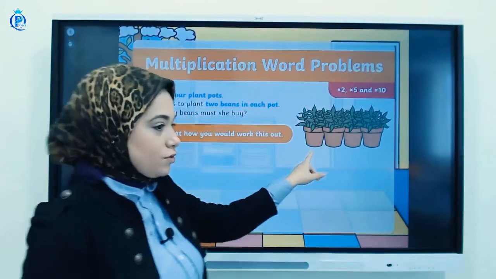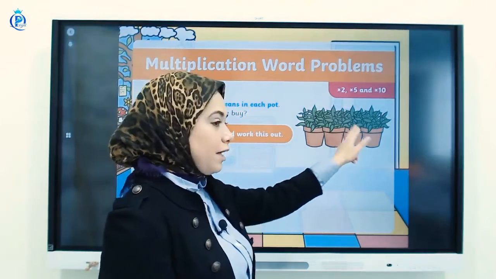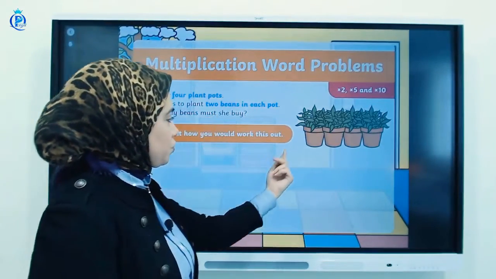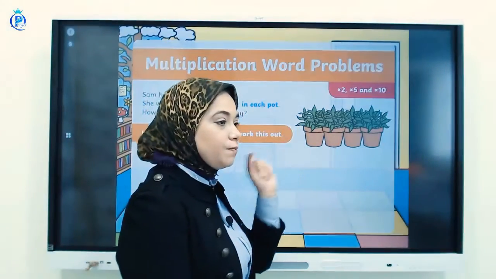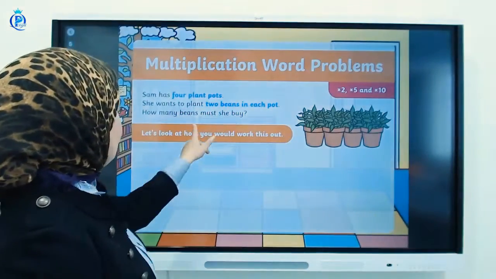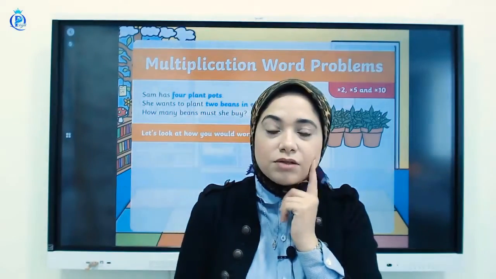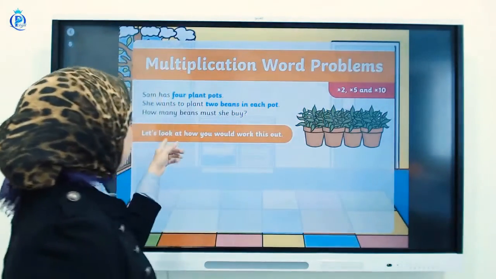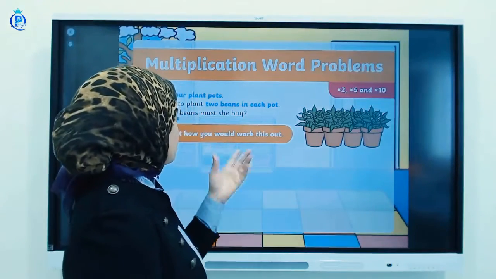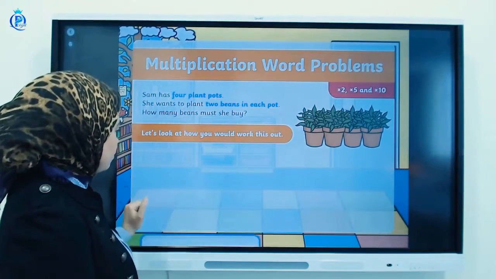Okay, Sam has 4 plant pots. She wants to plant 2 beans in each pot. In each pot, 2 beans. How many beans must she buy? Let's think about it. Let's look at how you would work this out.